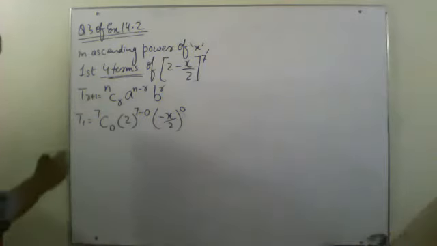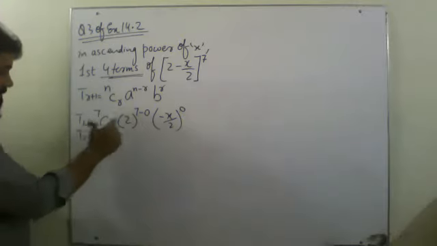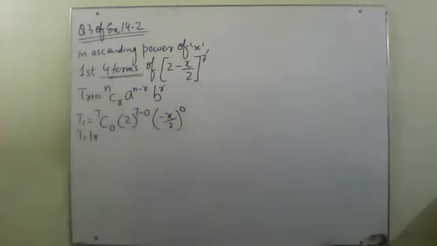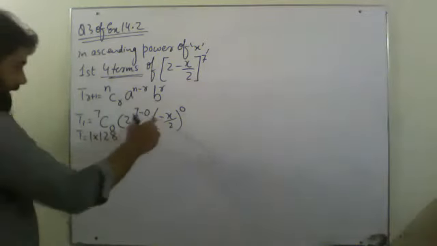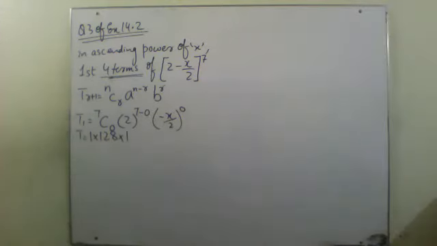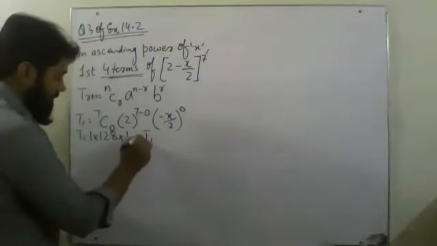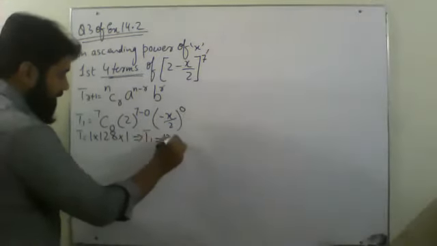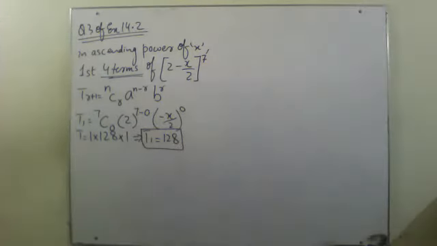Now when I simplify it, 7C0 will be 1, 2 to the power 7 will be 128, and the last factor equals 1. Simplifying it, my T1 value will be equal to 128. That's my first answer.